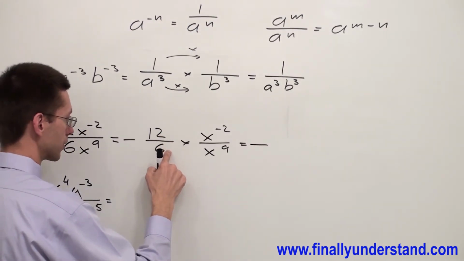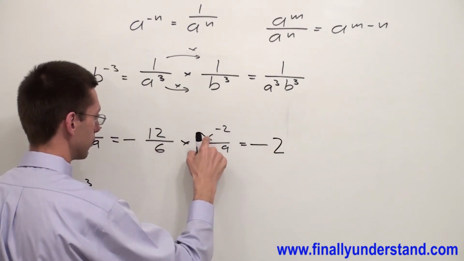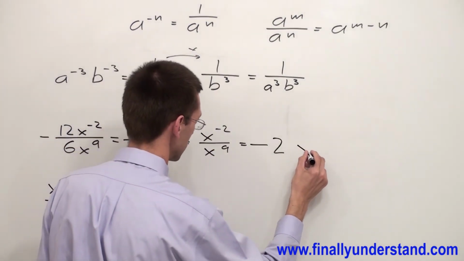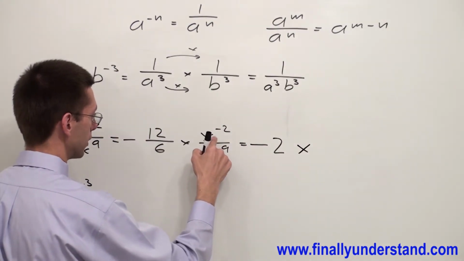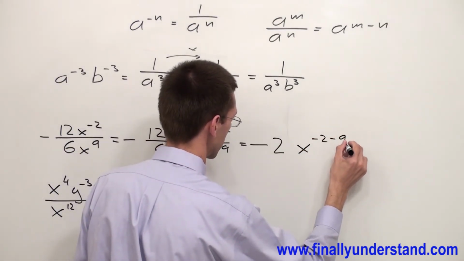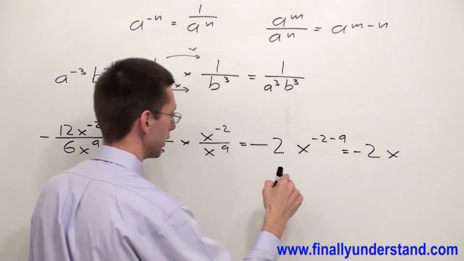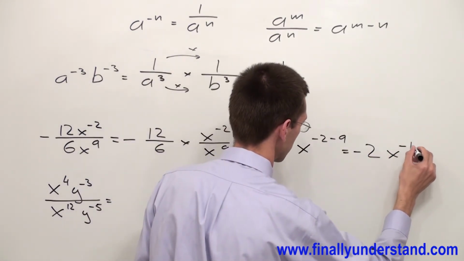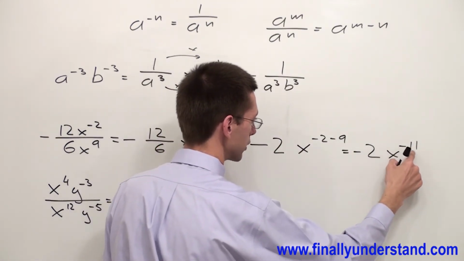12 divided by 6 is 2. Now I have x in the numerator and x in the denominator. This is my base. I'm going to keep the base. So this is x, and anytime I do division, I'm supposed to keep the base and subtract the exponents. I have minus 2 minus 9. Okay, so this is going to be equal minus 2x, and this time I have minus 2 minus 9 is negative 11.